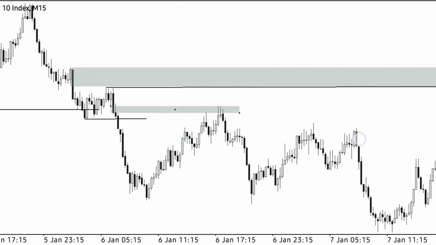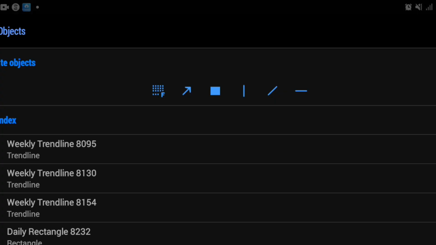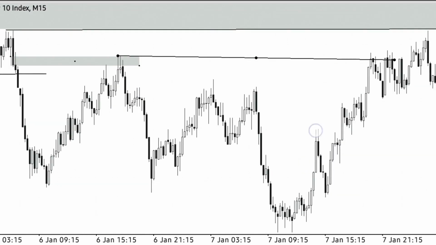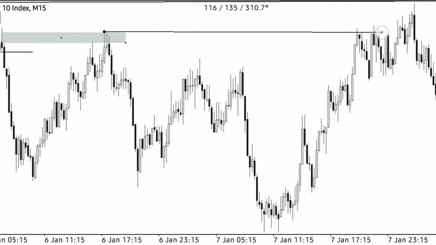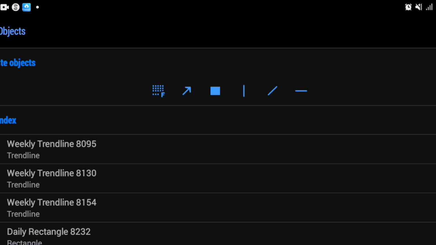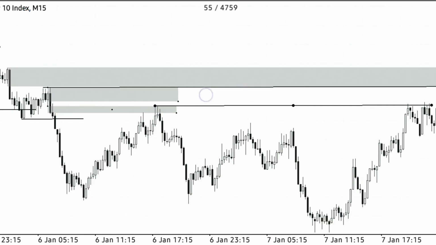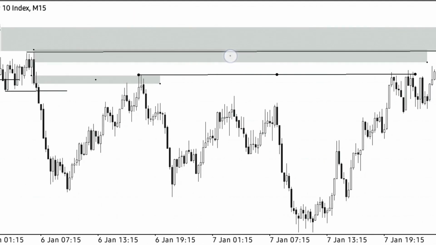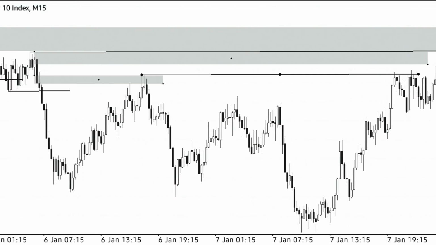So I'm going to be marking this out as inducement also. And basically, I'm going to be marking this POI out as my POI after inducement. This particular SC candle, that is what I am going to be marking out for this SC candle.